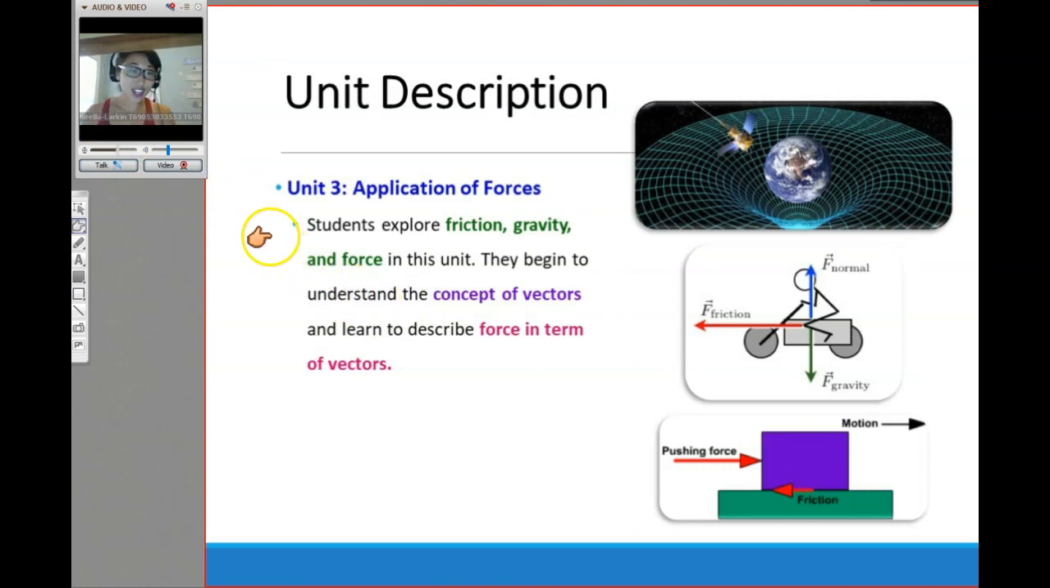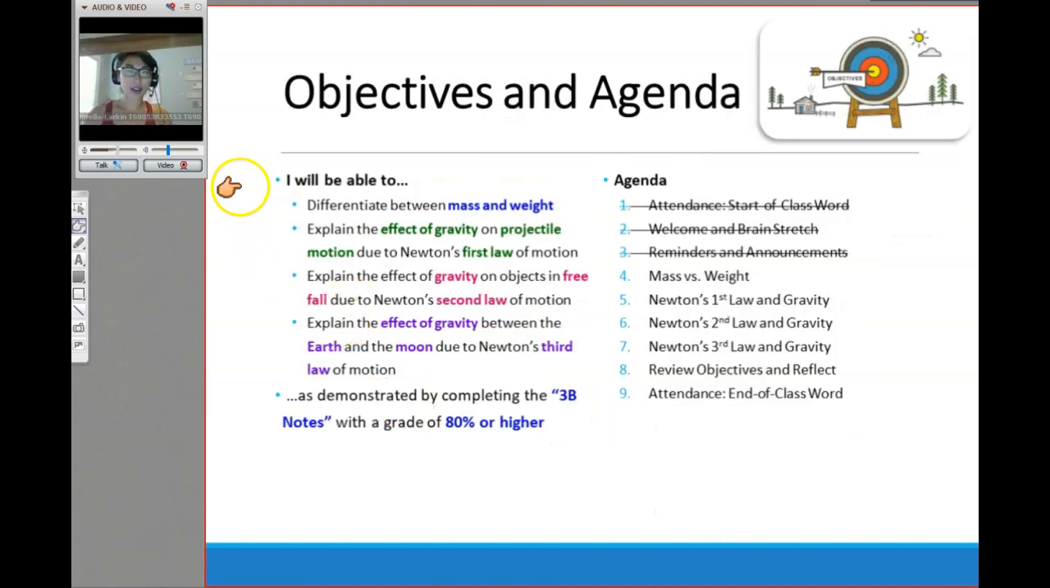We started talking about Unit 3, applications of forces, on Tuesday's recording. Give me a thumbs up if you were able to take a look at that. Smiley faces if you remember talking about friction and gravity. Excellent. So we are going to keep on talking about gravity today. We're going to talk about mass versus weight.